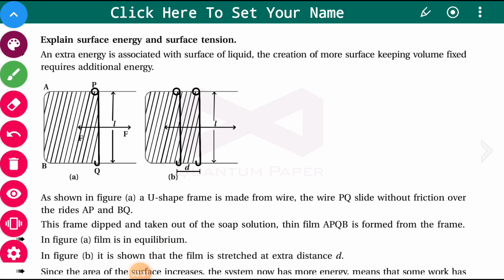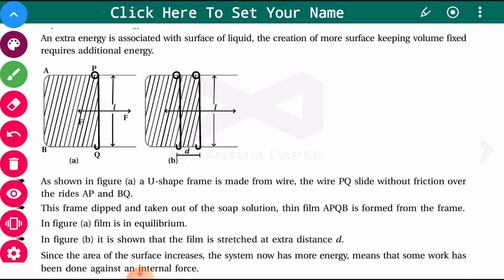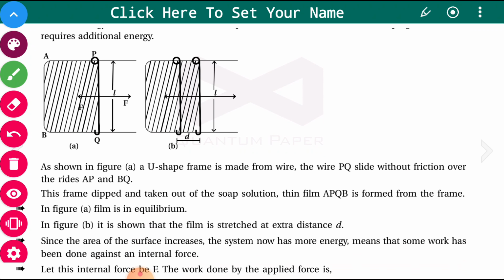Topic of discussion is surface energy and surface tension. Now see, an extra energy is associated with the surface of the liquid. The creation of more surface, keeping volume fixed, requires some additional energy. Some additional energy is required to generate a surface, we can say.